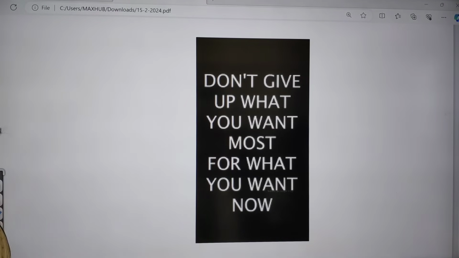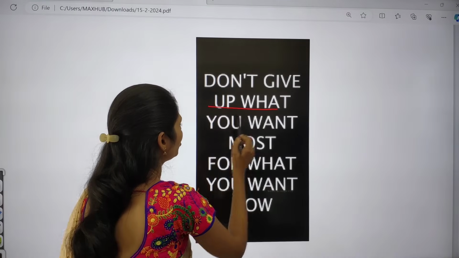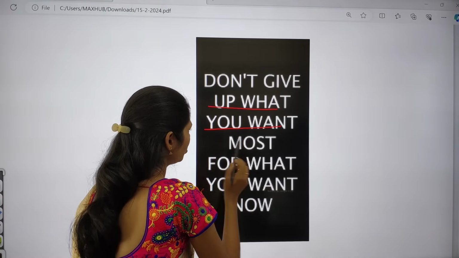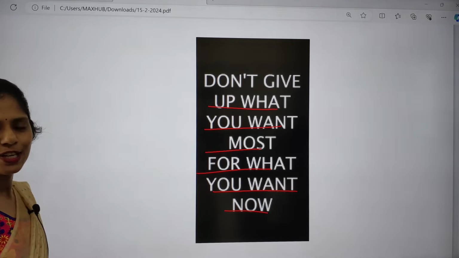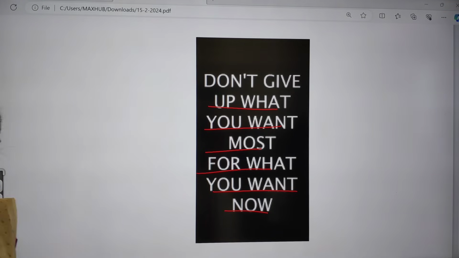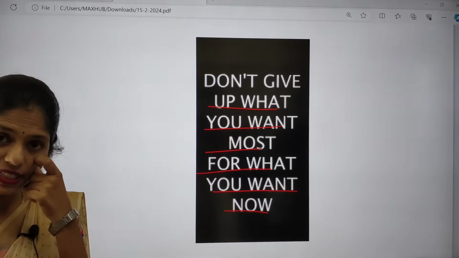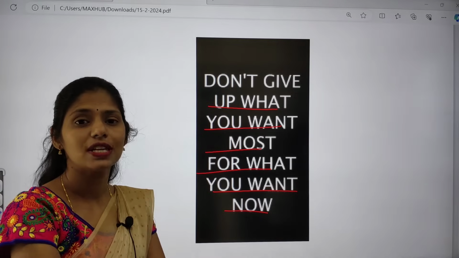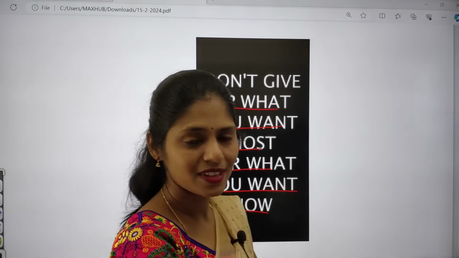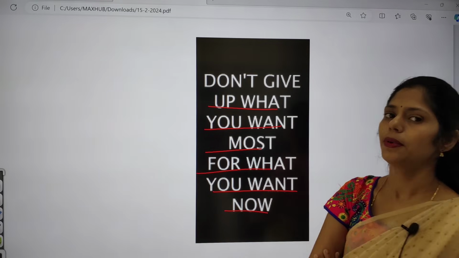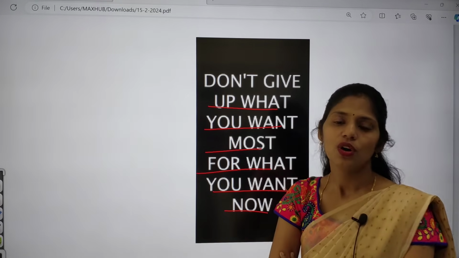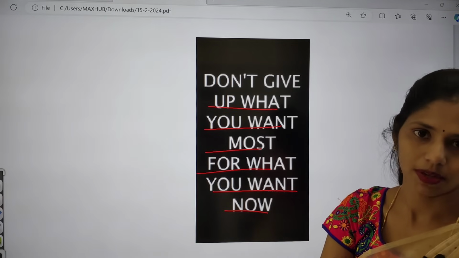Yes, today's quote is, don't give up what you want most for what you want now. So many students make this mistake. They want temporary happiness. Yes, they are focusing on temporary happiness. So for that temporary happiness, they are giving up what they want to be in the future.